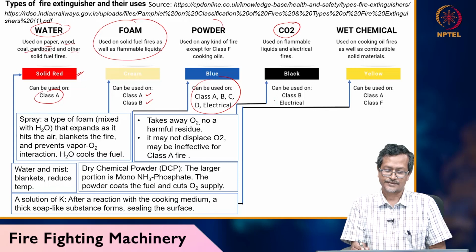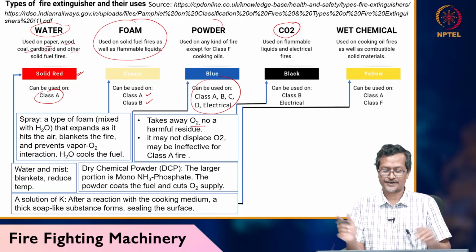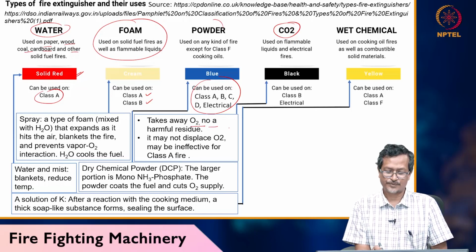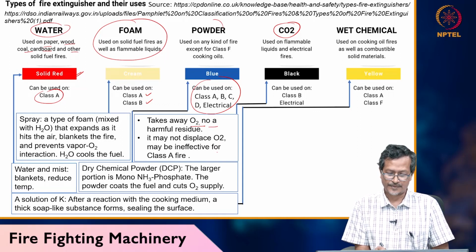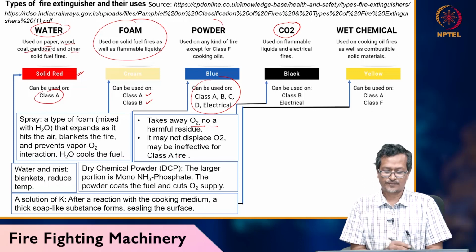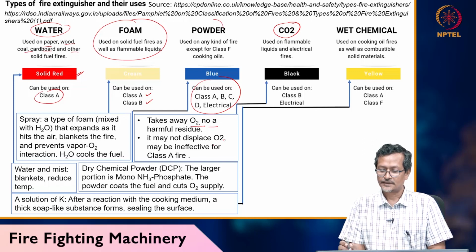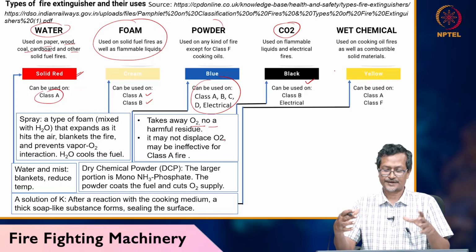Carbon dioxide fire extinguisher. Carbon dioxide takes away oxygen, it replaces oxygen, it covers that area. No harmful residue will be there, but it may not displace oxygen and may be ineffective for class A fire. For class A fire it will be ineffective. The cylinder color will be black.